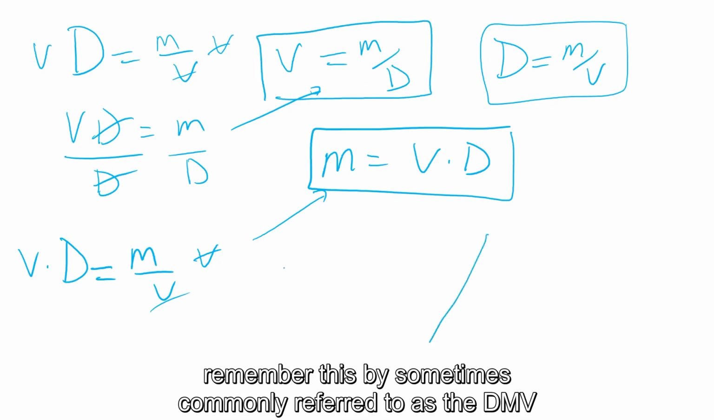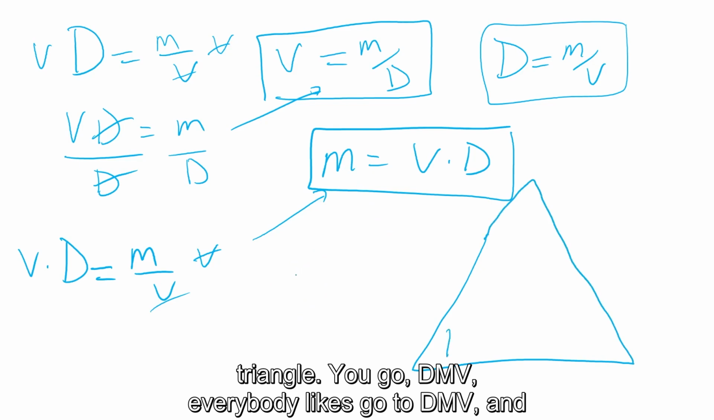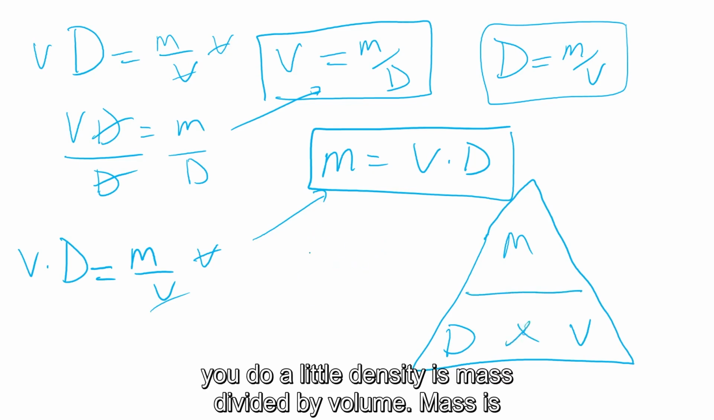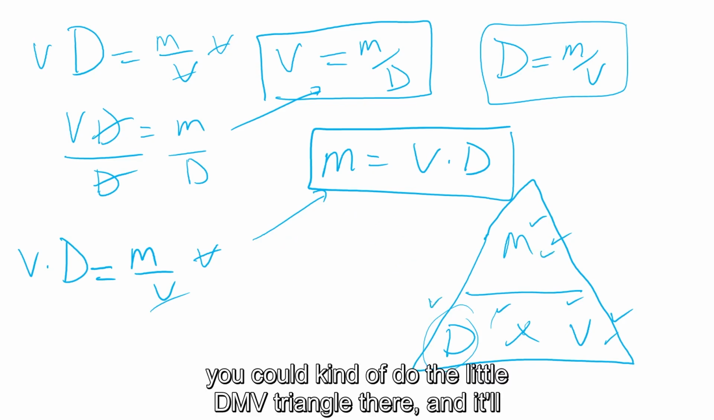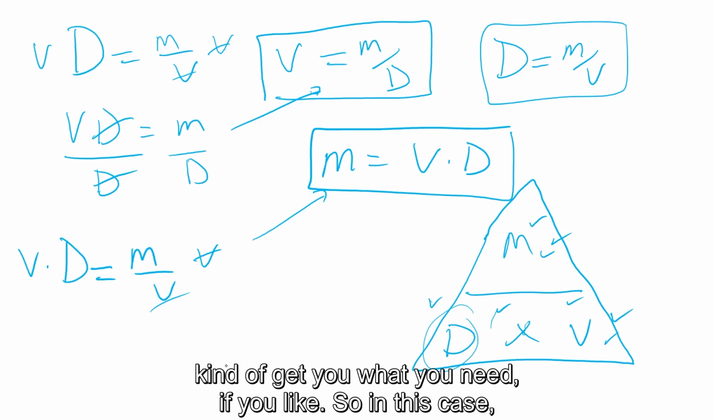Sometimes people remember this by what is commonly referred to as the DMV triangle. You go, DMV, everybody likes to go to the DMV, and you do a little: density is mass divided by volume, mass is density times volume, and volume is mass divided by density. So you could do the little DMV triangle there, and it'll get you what you need if you like.